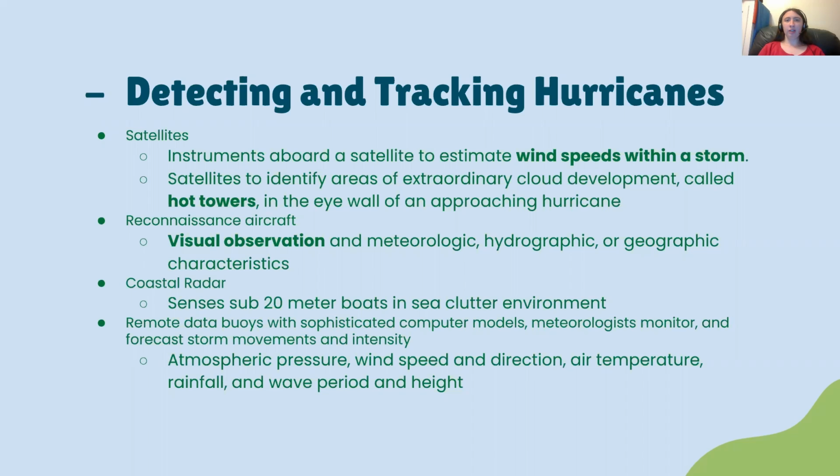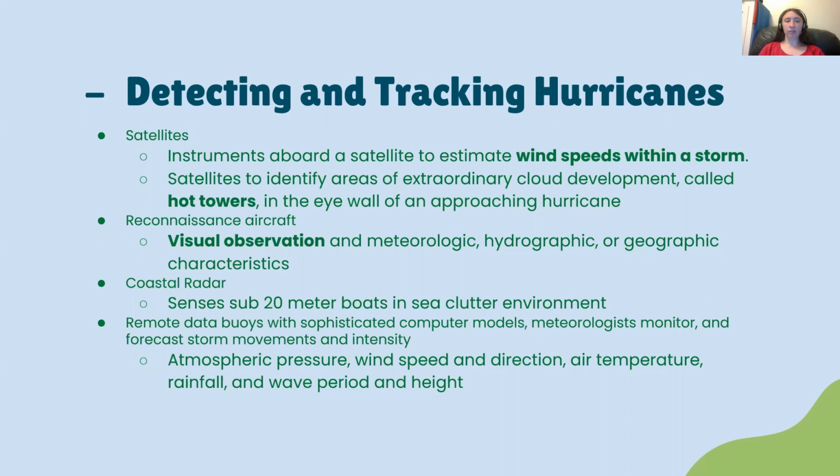One of the methods geologists use are satellites. Instruments aboard a satellite estimate wind speeds within a storm. Satellites are used to identify areas of extraordinary cloud development called hot towers in the eye wall of an approaching hurricane. We also use reconnaissance aircraft, which provide visual observations and meteorologic, hydrographic, and geographic characteristics.